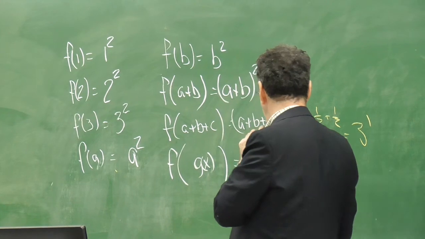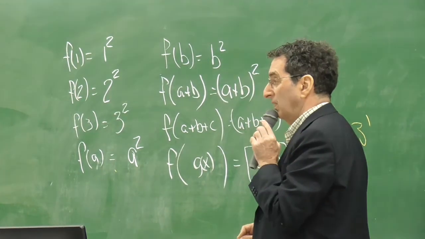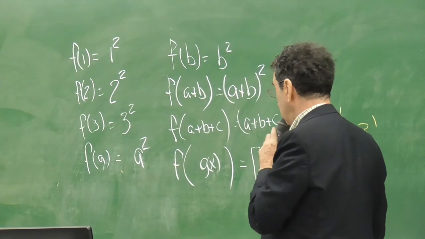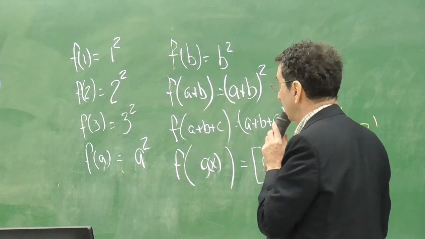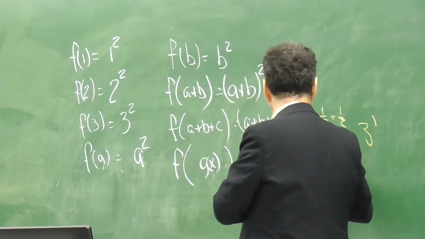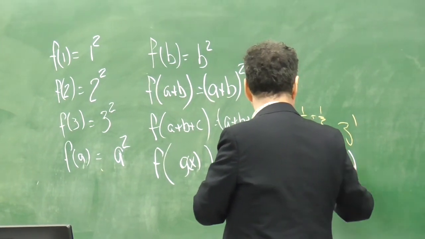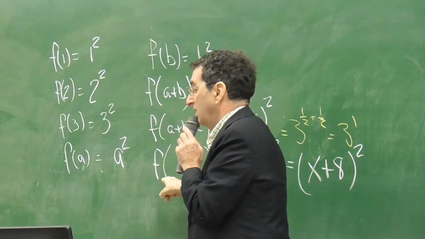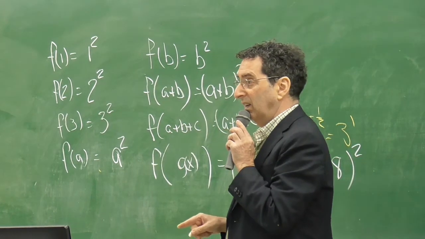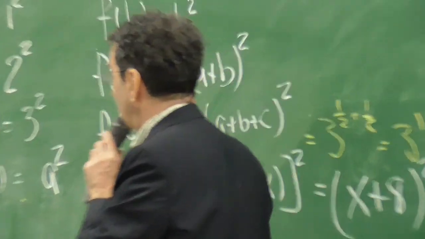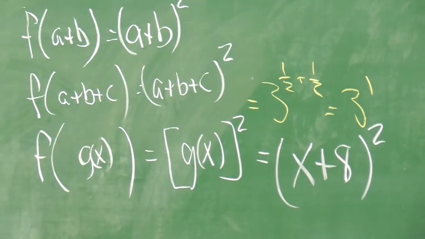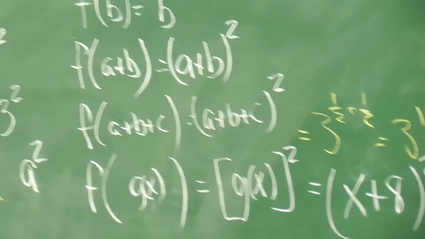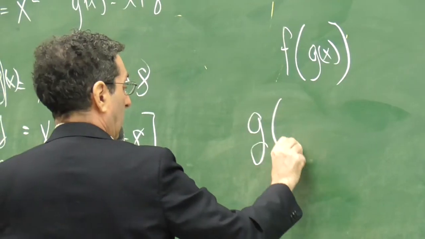But what is that? Just replace g of x now. What do you get? What is g of x? So it's x plus 8 squared. Okay, so that's what this is. Okay? And we could do another one. I could say, what about this?